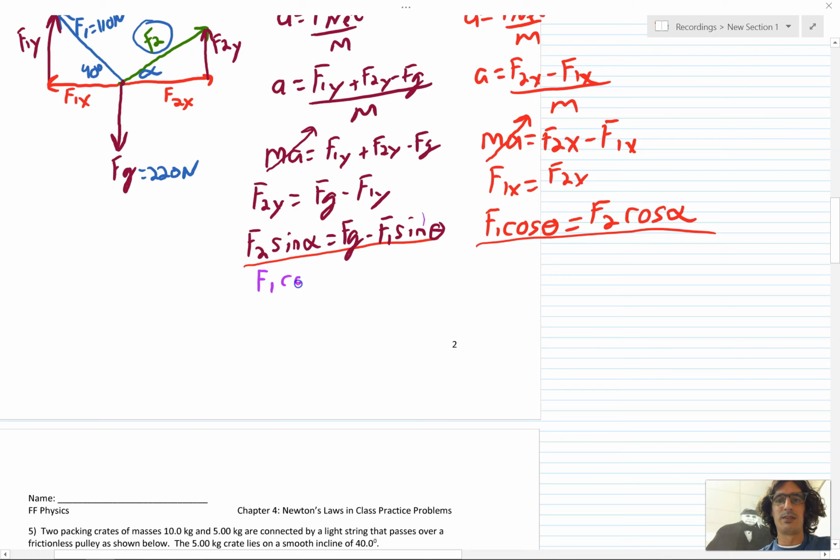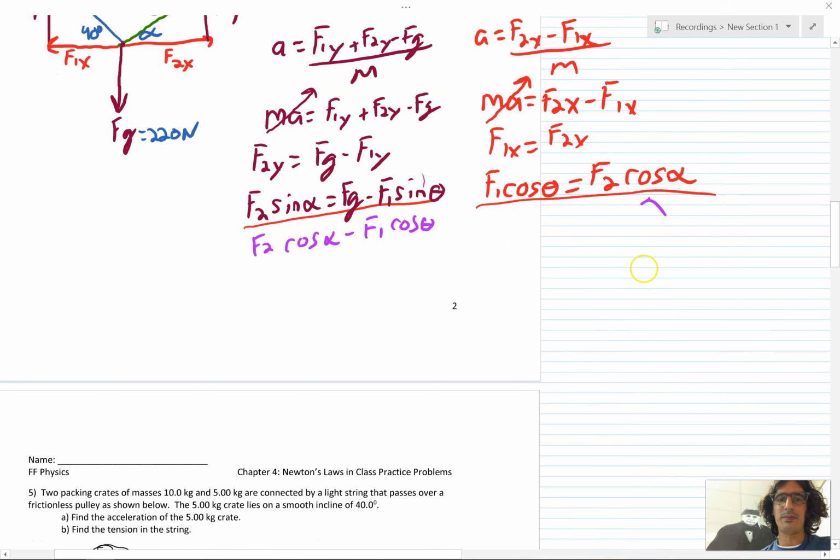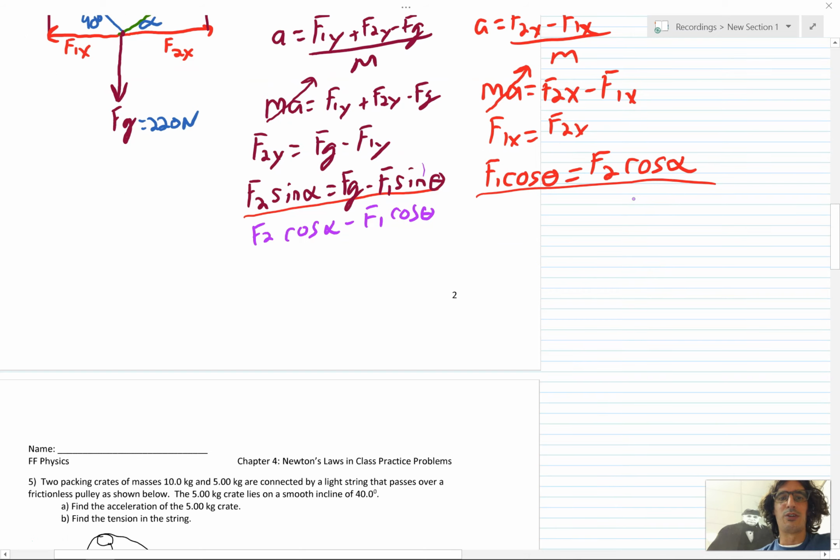I'm also going to rotate these, which is perfectly fine, so they're all lined up. F2 cosine alpha over F1 cosine theta. The F2 turns into 1, so we're left with tangent of alpha equals everything on the right side: FG minus F1 sine of theta all over F1 cosine of theta.